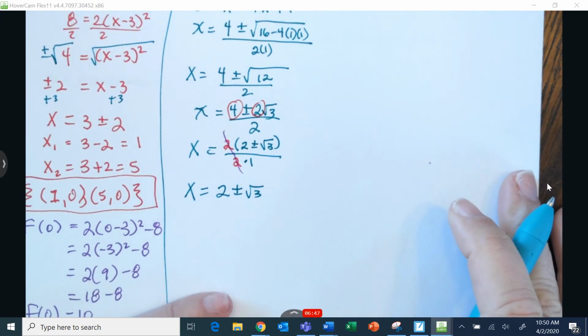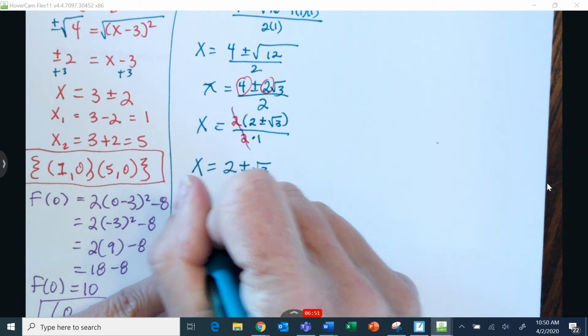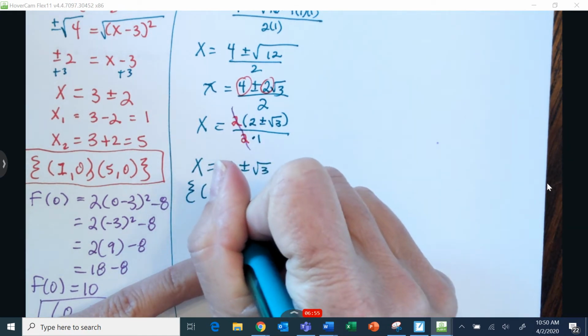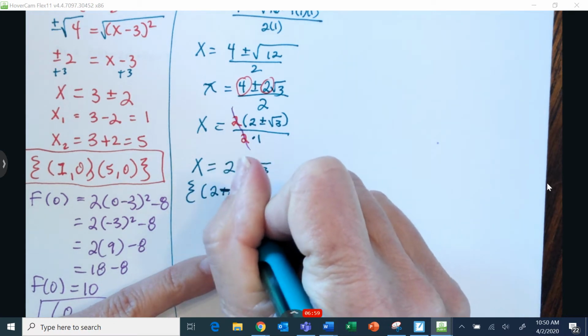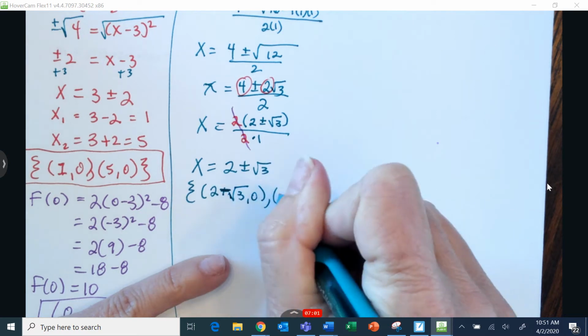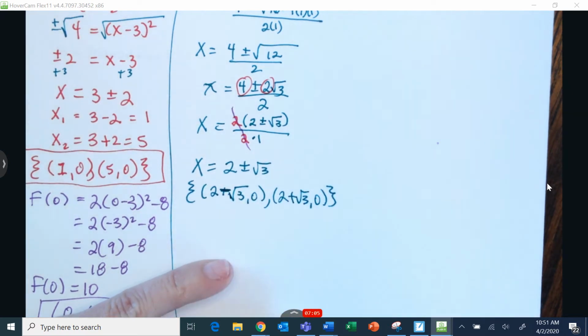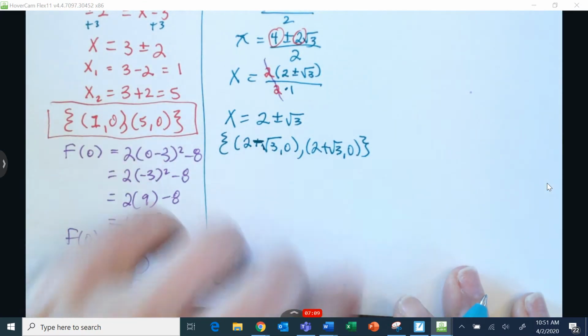So to say that those are x-intercepts, we would have 2 plus, oh shoot, I meant to start with minus. 2 minus radical 3 comma 0 and 2 plus radical 3 comma 0. So those would be the x-intercepts. x-intercepts are written as ordered pairs.